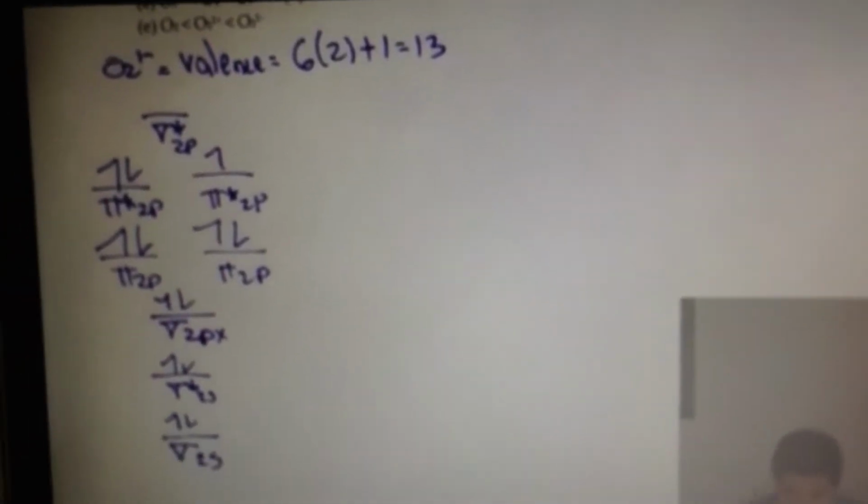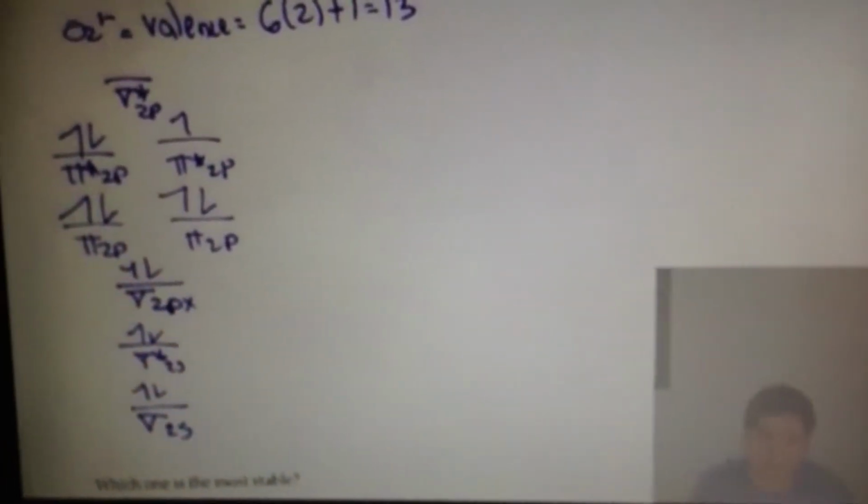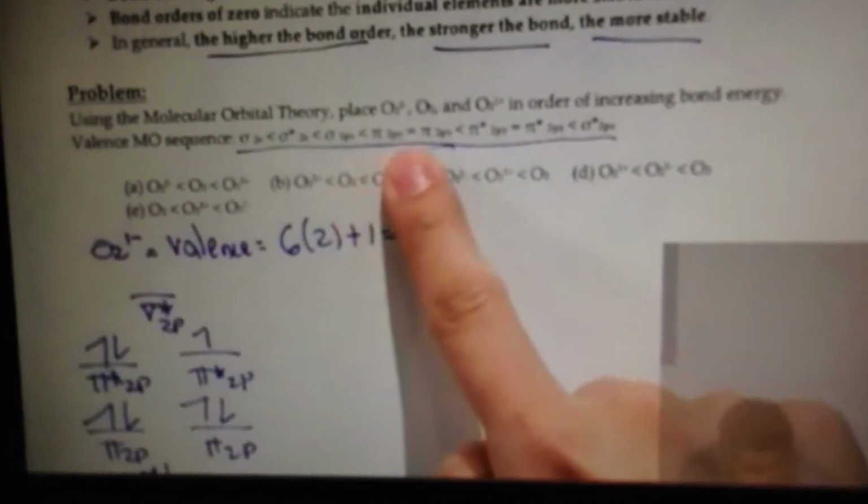When you're filling in the pi 2p and the pi section, we go 1, 2, 1, 2. They're the same energy. It's okay. They're the same energy. All good. All right. So that's why I say same energy equals. So they're the same energy right there.